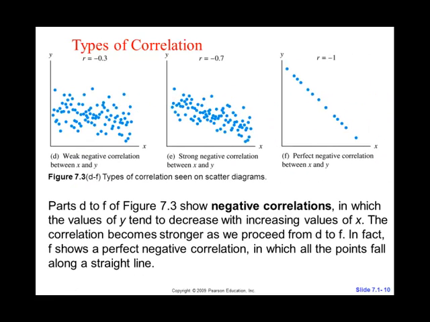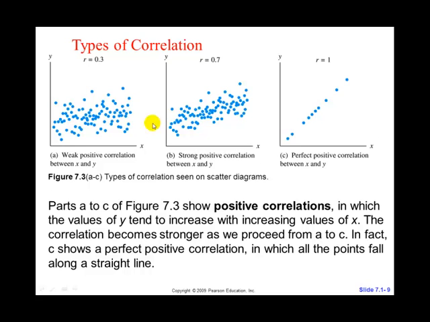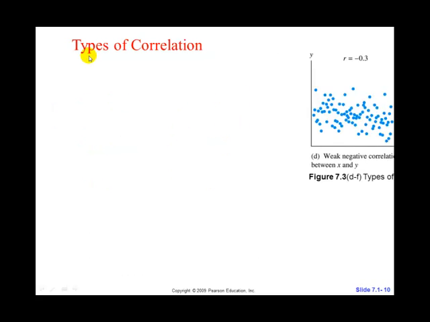Okay, and they're saying here that from D to F the correlation is getting stronger. Same with A to C. These correlations are getting stronger. These values are getting higher here, and R is what we use to calculate correlation.